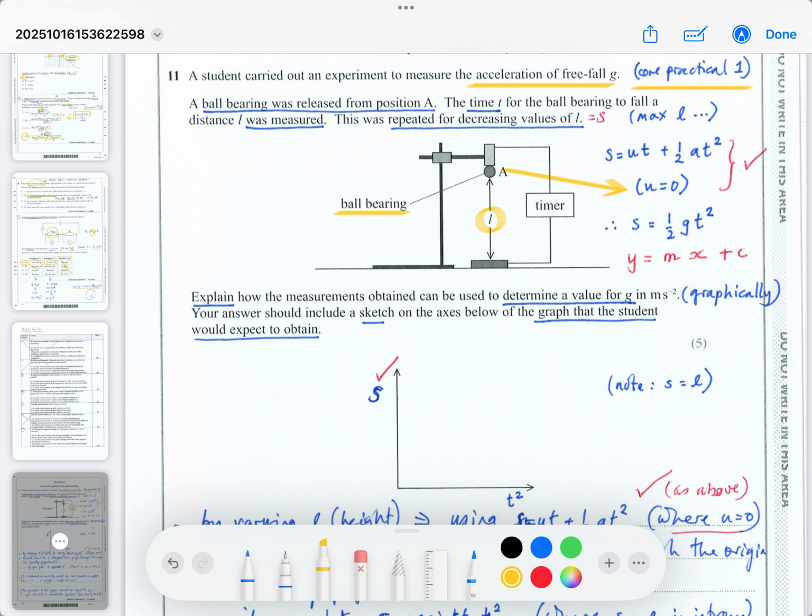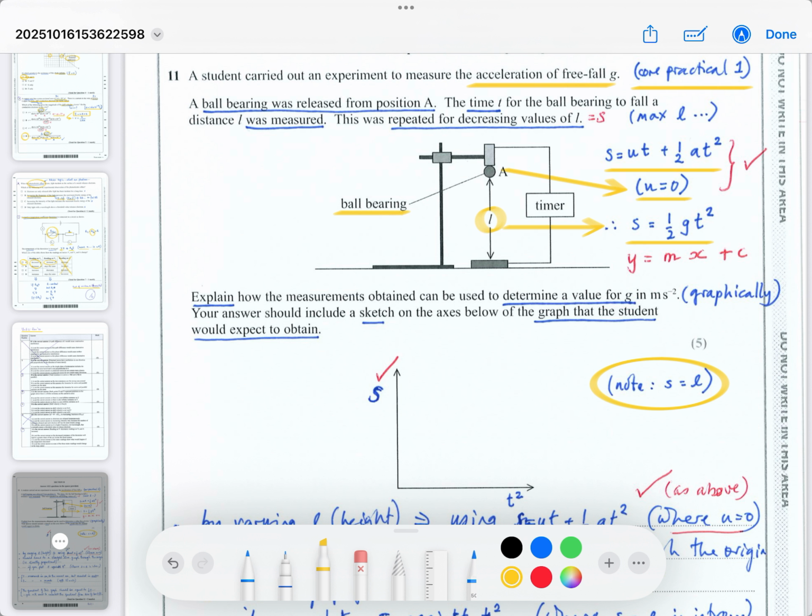This was repeated for different decreasing values of L. Obviously the maximum L is the height of the stand, the way they've drawn it, and then they're going to do it for different heights, and they're going to use the equation s equals ut plus half at squared, where u is 0 and a is g, so s equals half gt squared. Maybe I should have written L instead of s. Yes, L equals half gt squared, but I'm explaining that I'm using s as L, okay?